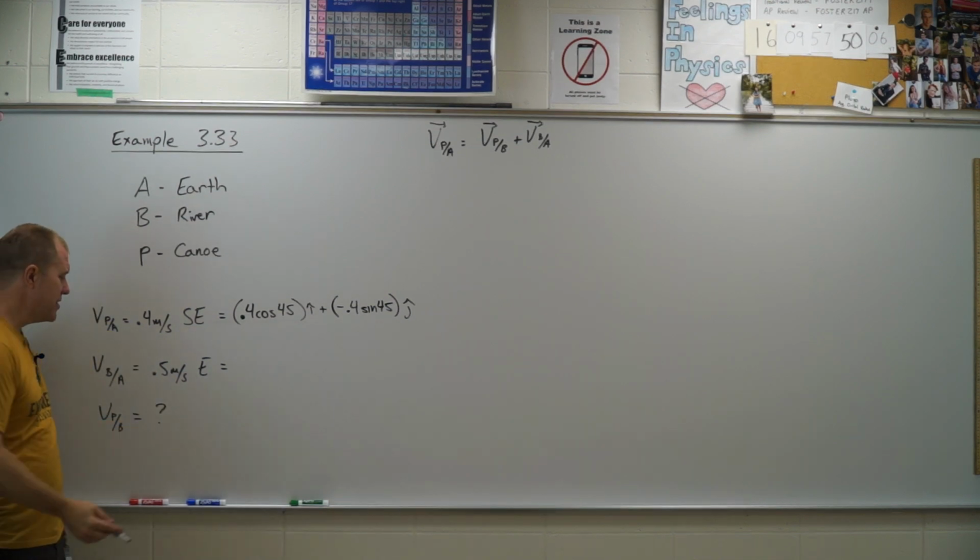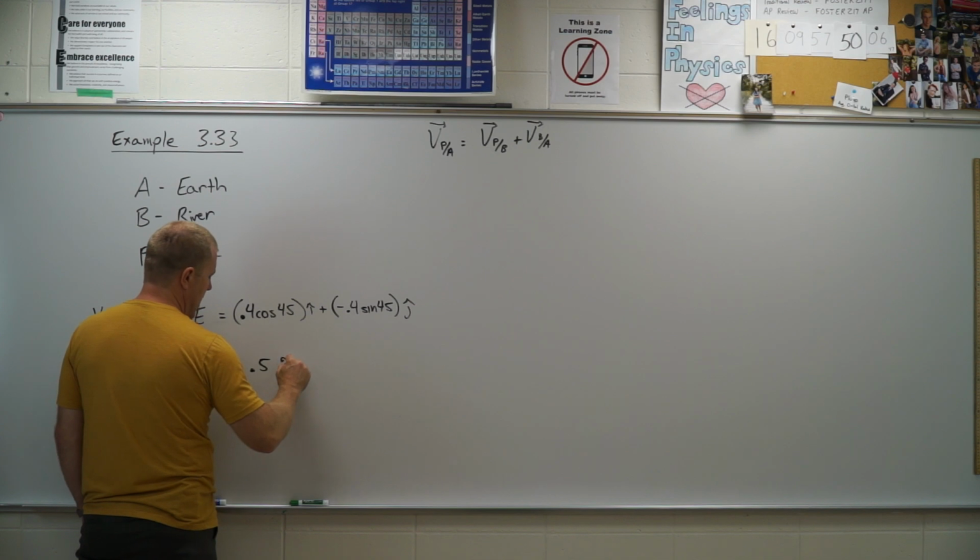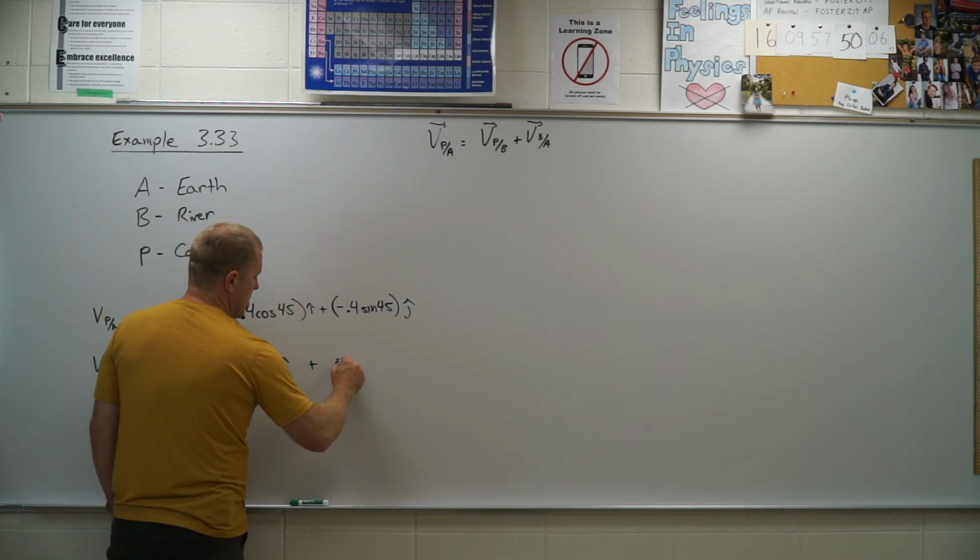This one's a little easier. There is no j hat. It's just purely i hat. So 0.5 i hat plus 0 j hat.